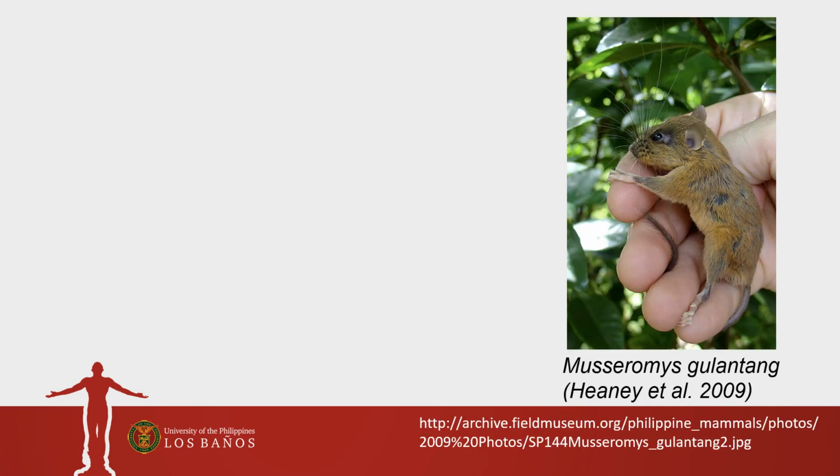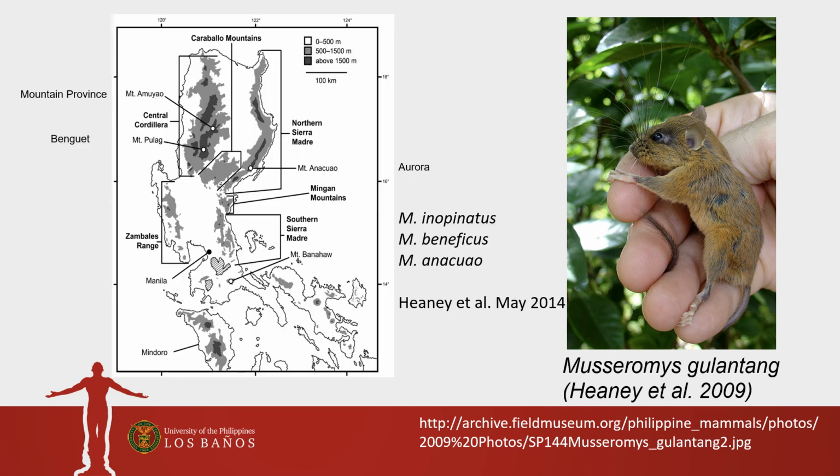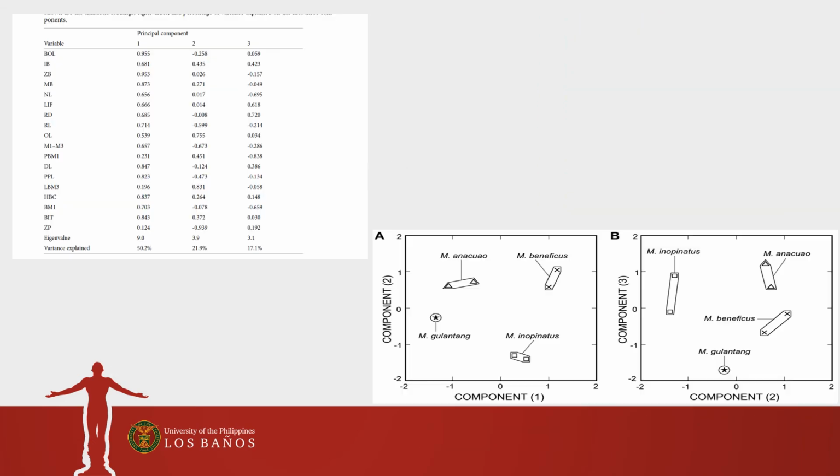In 2009, Musiromys gulantang was discovered in Mount Banahaw. This was found to be closely related to cloud rats. And in 2014, 3 other species of Musiromys were discovered in Mountain Province, Benguet, and Aurora. This shows you how the measured characters were used and analyzed using the principal components analysis. Principal components 1 and 2 clearly explain the distinction between the 4 species.